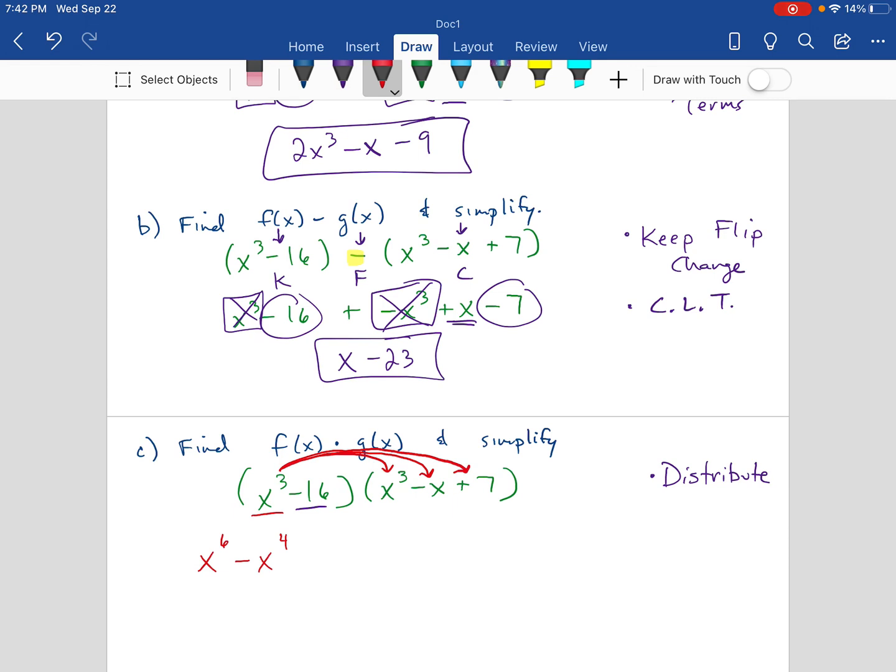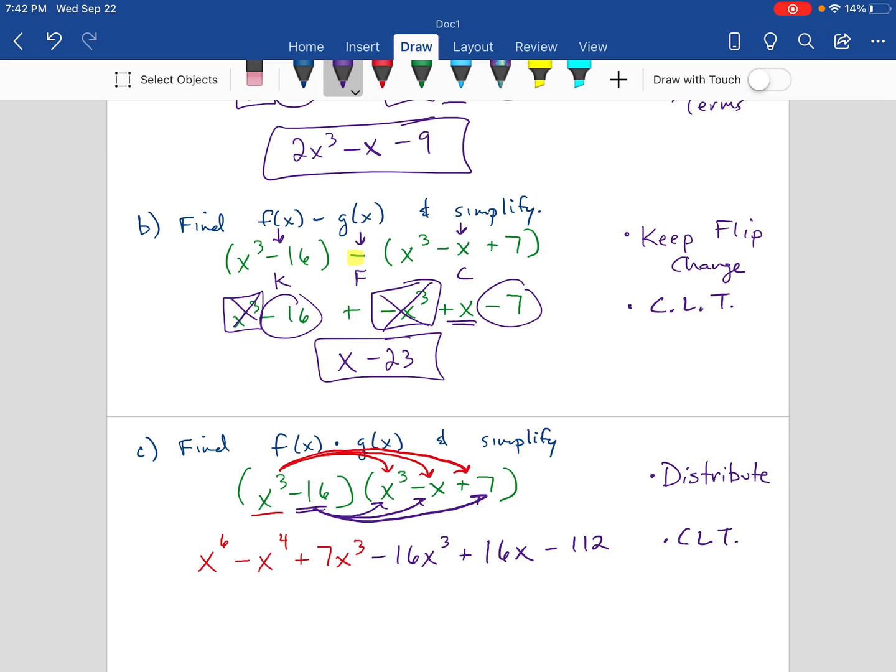X to the third times 7 will give me a positive 7x to the third. Now the next term, that negative 16 times x to the third, will give me a negative 16x to the third. Negative 16 times a negative x will give me a positive 16x. And negative 16 times a positive 7 will give me a negative 112.